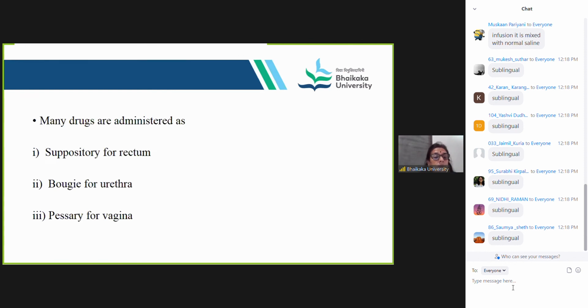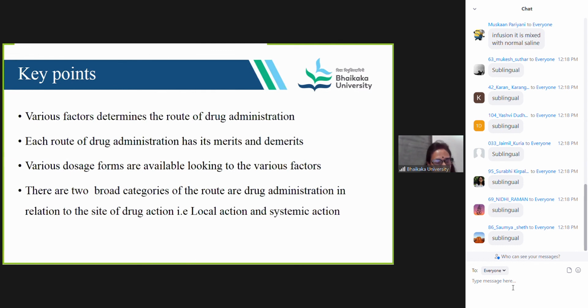Remember the site terms. Okay. See, many drugs are administered via the rectum. For the rectum, it is called a suppository. If it is for the urethra, for local action, it is called a bougie. And if it is for local action in the vagina, then you can say it is a pessary. So these are the terms used for local action at particular sites, and these are called dosage forms. This is about the topical local action.